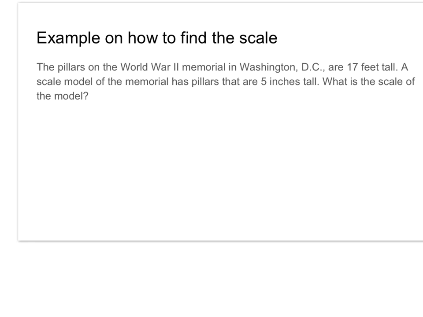Let's take a look at an example of how to find the scale. The pillars on the World War II Memorial in Washington, D.C. are 17 feet tall. A scale model of the memorial has pillars that are 5 inches tall. We want to find the scale of the model. So we have 17 feet is 5 inches. We want to know how many feet is 1 inch in the model.